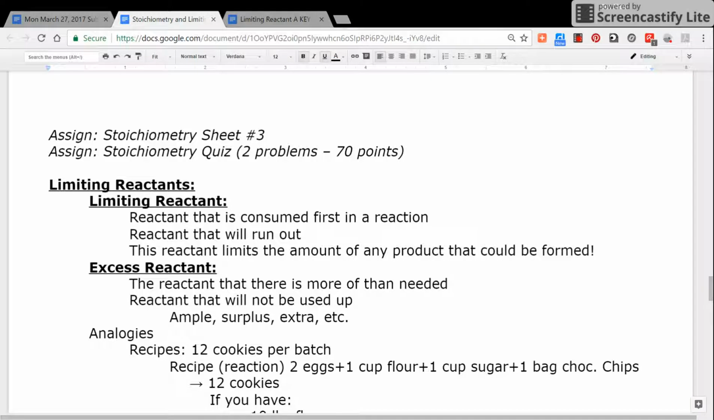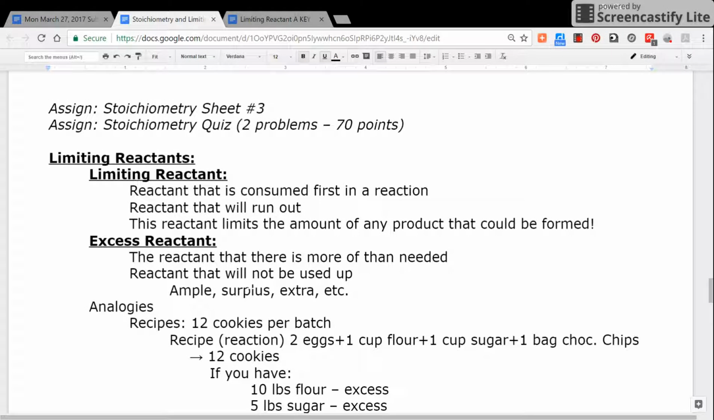For example, if you're making sandwiches and you have lots of meat and cheese and tomatoes and lettuce, but you only have 2 pieces of bread, the bread is your limiting reactant. The excess reactant is your meat and your cheese and your tomatoes and your lettuce.